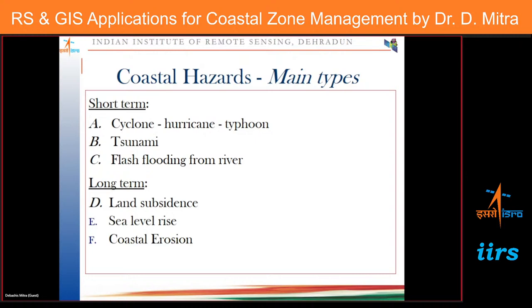Mainly, we can classify them as short term and long term. Short term hazards mean cyclone, hurricane, typhoon, tsunami, flash flooding. These hazards are very dangerous, but they come and go. They don't stay much. Long term are the chronic disasters. They are also quite dangerous, but it's a very slow process: land subsidence, sea level rise, coastal erosion and the like.